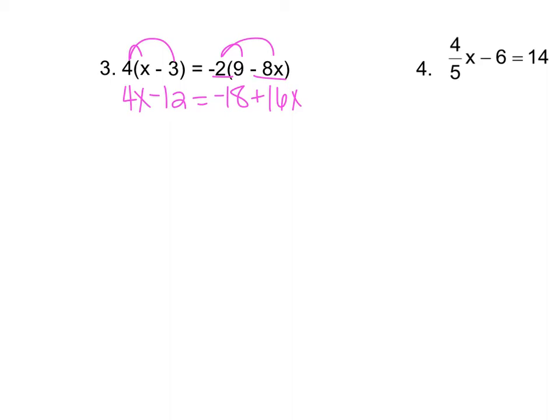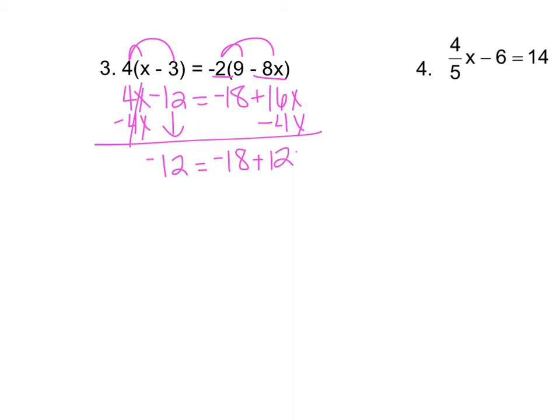So now we're going to go straight into moving our variables to one side. So I'm going to subtract 4x, but again, it doesn't matter which side you move to. So I'm bringing down that negative 12 equals negative 18 plus 12x. And then I'll isolate x, get it by itself, add 18. We get 6 equals 12x.